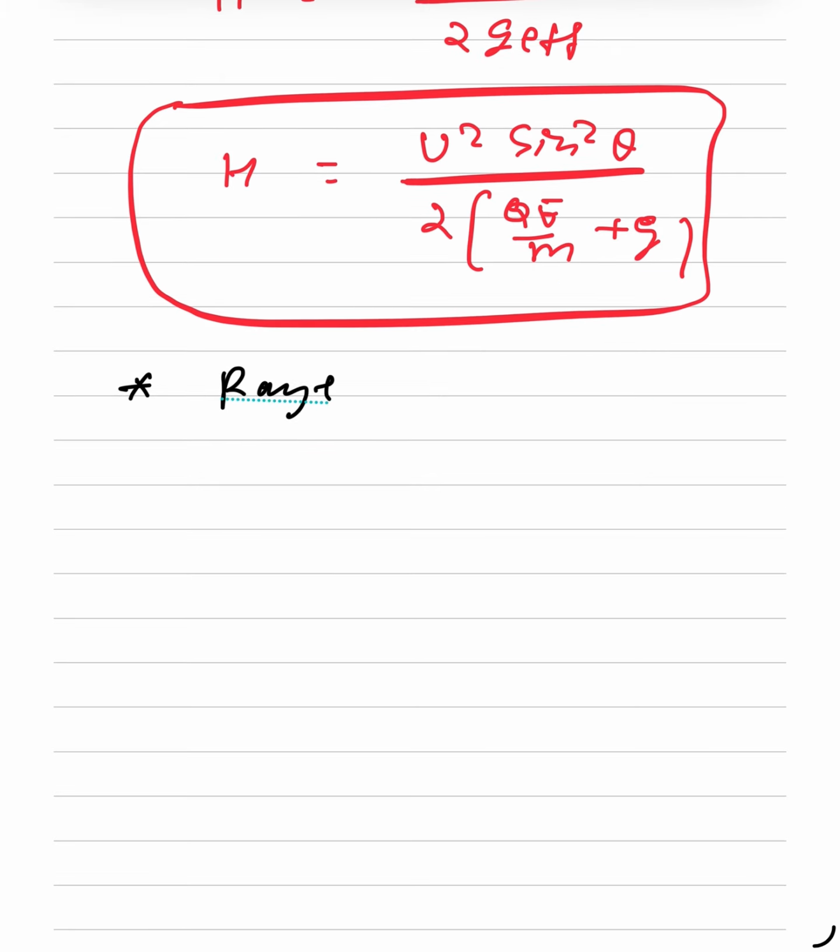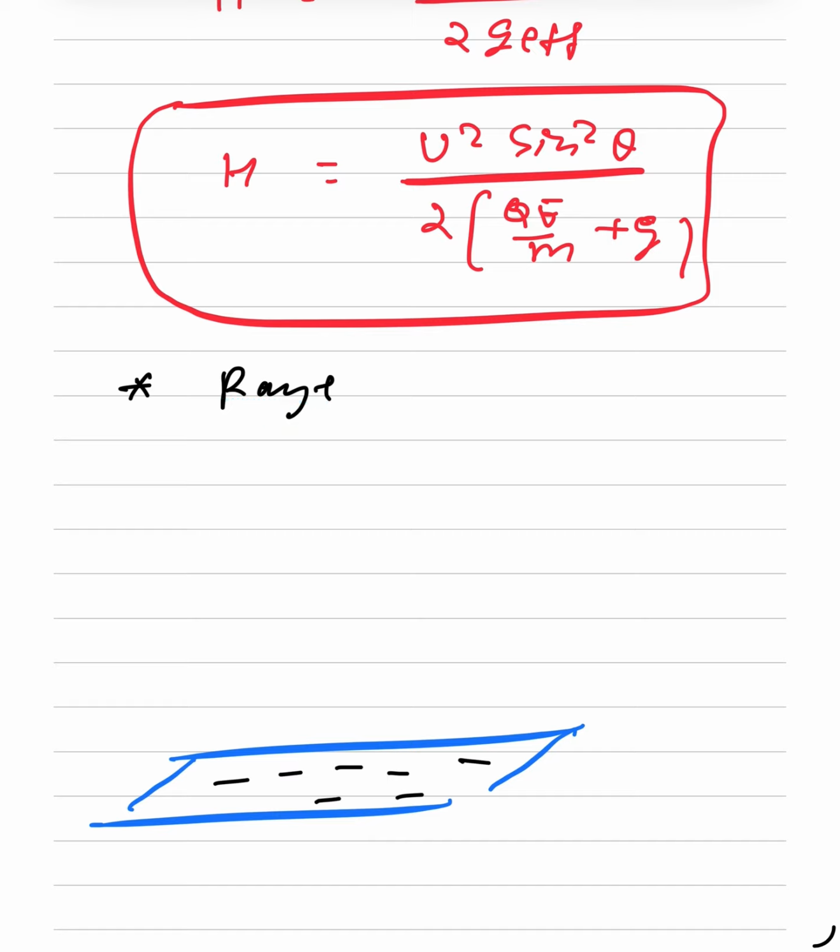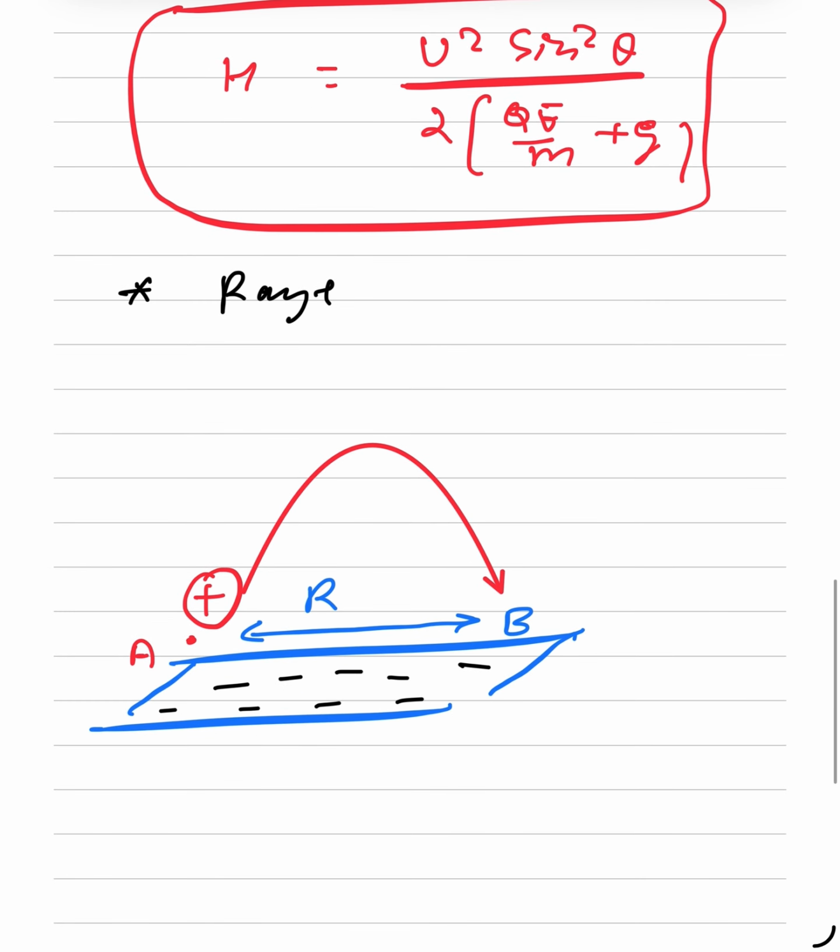What is the concept of horizontal range? Suppose that this is a charge plate, uniformly negative, according to the given diagram, and a charged particle, plus q charge, is projected from point A like this. In this situation, the distance between A and B is the horizontal range R.